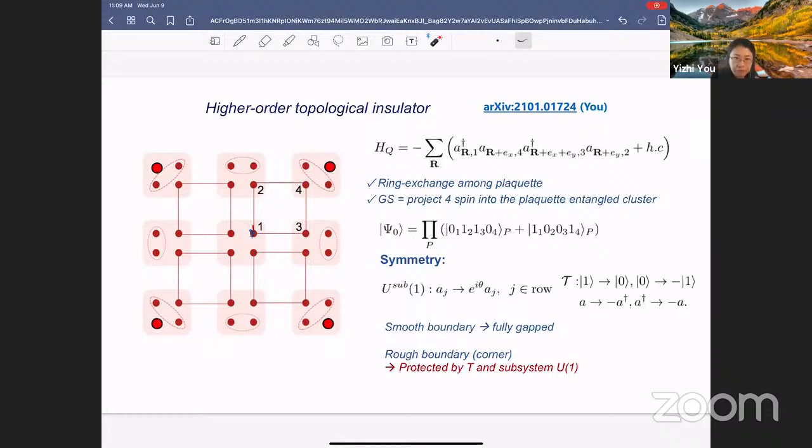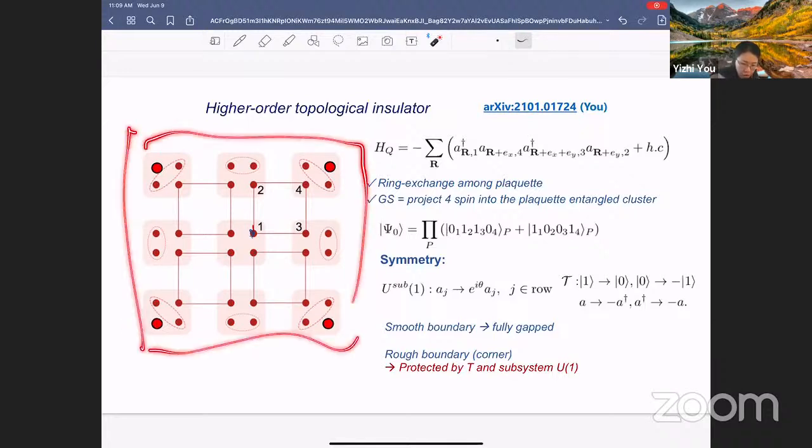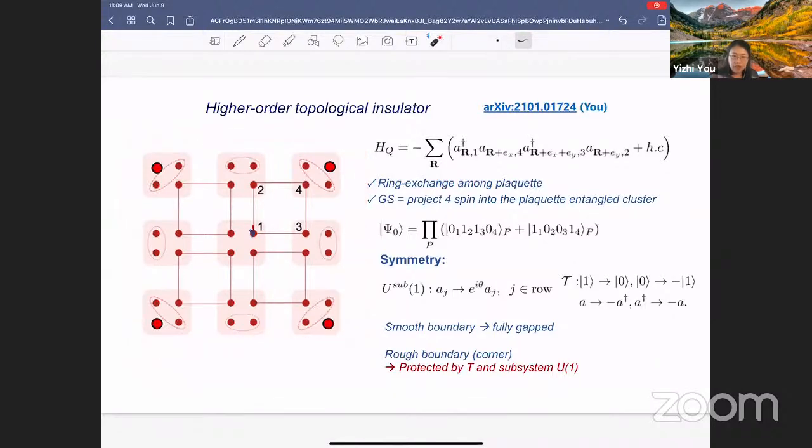if you have time reversal symmetry. So this Hamiltonian finally fulfills what is called a higher-order topological insulator, where the bulk degrees of freedom contain a gap, the smooth part of the boundary also contains a gap, but the rough part of the boundary contains a twofold degeneracy or zero energy mode that cannot be lifted. Then let's look at what type of symmetry we have in this Hamiltonian, or what type of symmetry we want to maintain in the Hamiltonian.